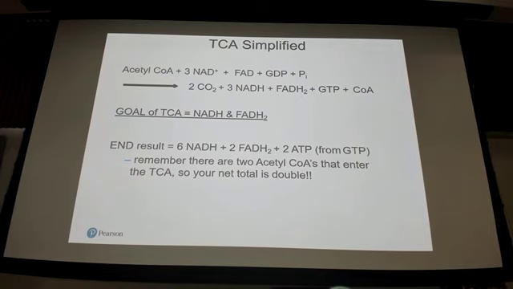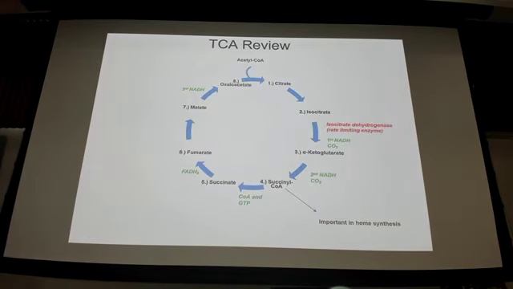So starting from glycolysis, we would achieve 6 NADH, 2 FADH2, and 2 ATP molecules. Any questions? And this is what I want you guys to know about the TCA cycle.